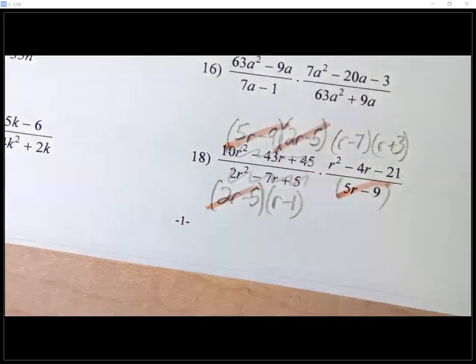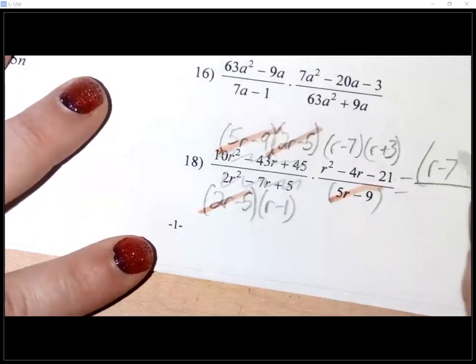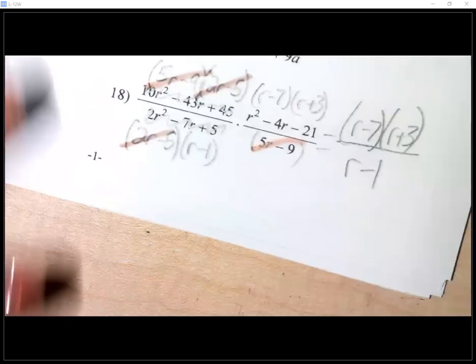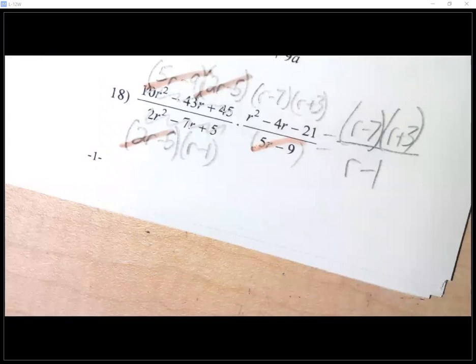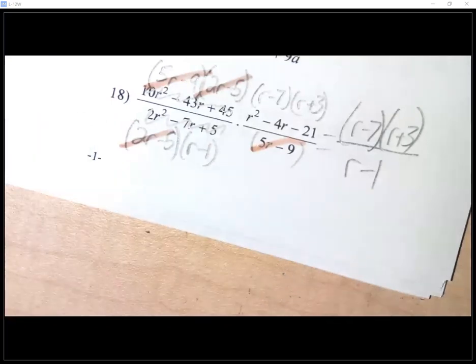So what do I have left? Up top, I have r minus 7r plus 3. And on the bottom, I have r minus 1. And I'm done. That's it. You can't do anything else. Don't bother foiling it together. Right now, there's going to come a time where we have to, but right now you don't have to. So leave it. So could we multiply?